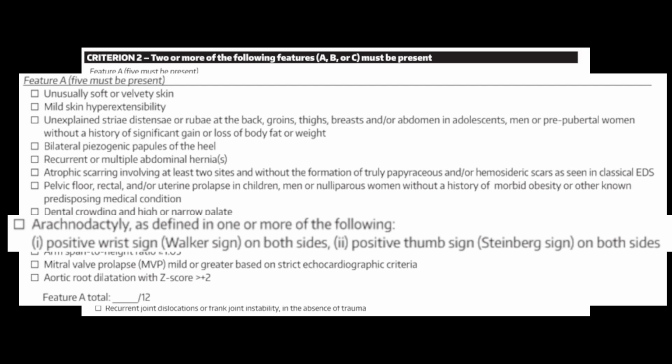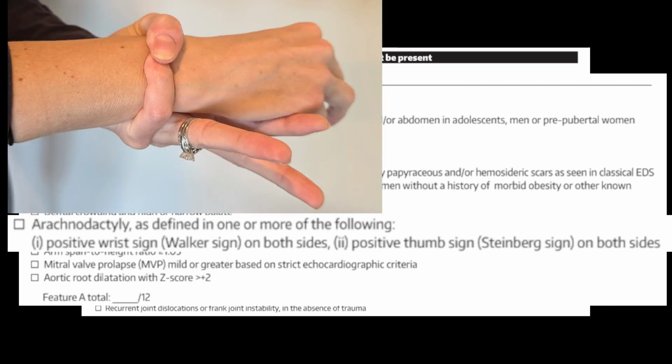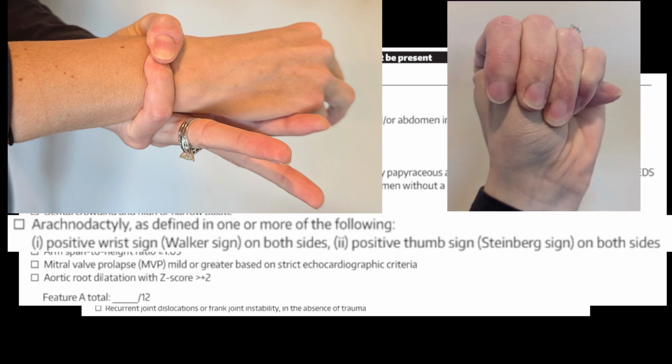Arachnodactyly, and you can use 2 different ways of assessing that. Arachnodactyly basically means long fingers. They term it as spider fingers, I guess, because they look like spiders, which are long and thin. You can assess that using the Walker sign, which I'll show you mine, and the Steinberg sign, which I can do as well. So I qualified on that one.